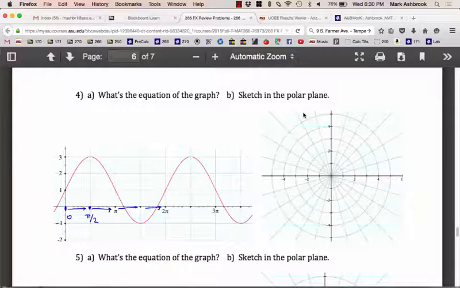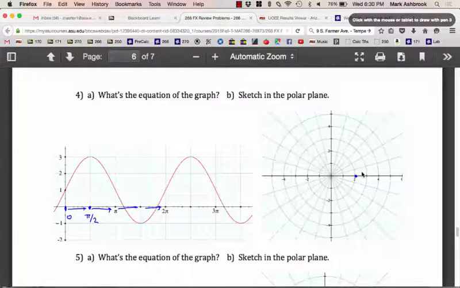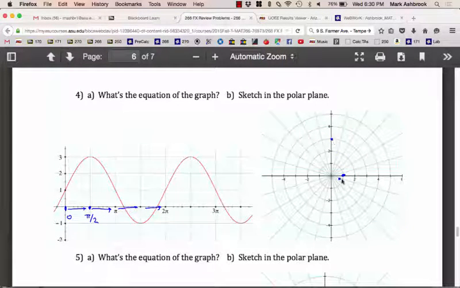As you go from 0 to pi over 2, what does our distance from the pole do? It goes from what to what? 1 to 3. So we imagine we're sweeping around counterclockwise, and as we do that, our radius is going to start at 1 and end up at 3 up here. Do you see that? So we imagine sweeping the angle this way, and as we do that, r just increases to 3.